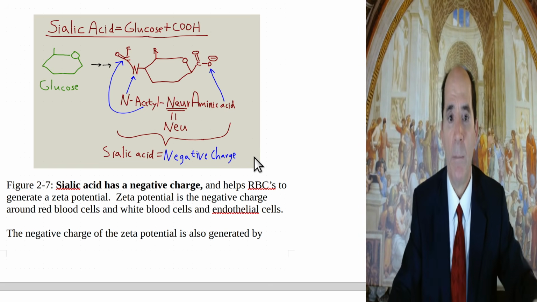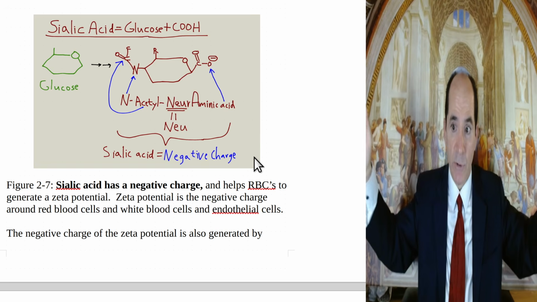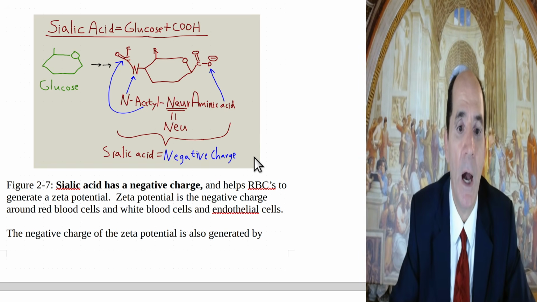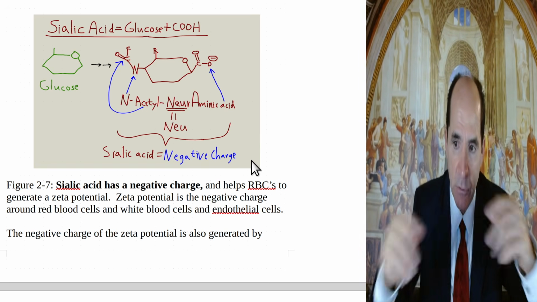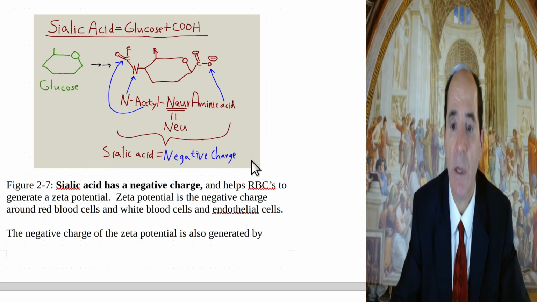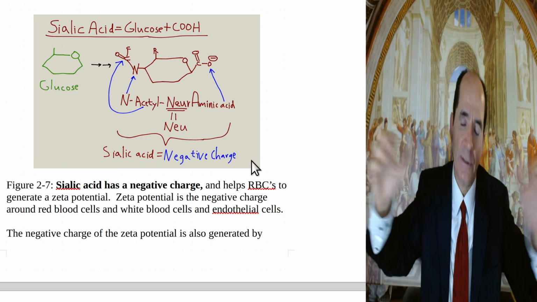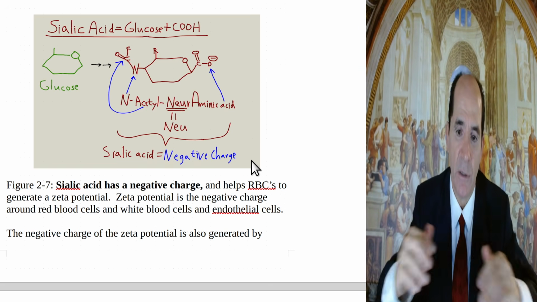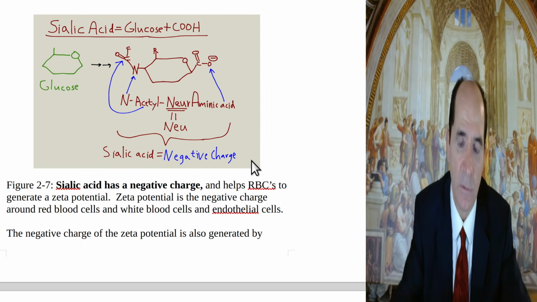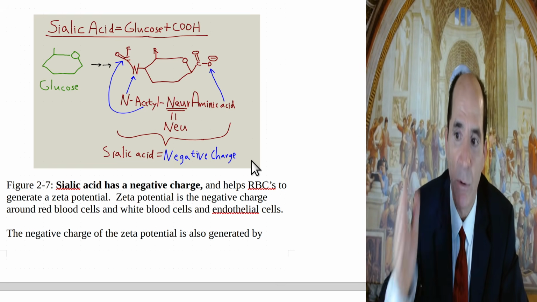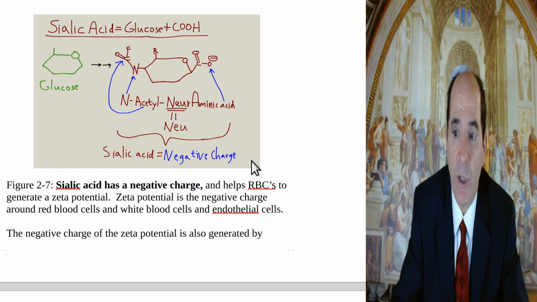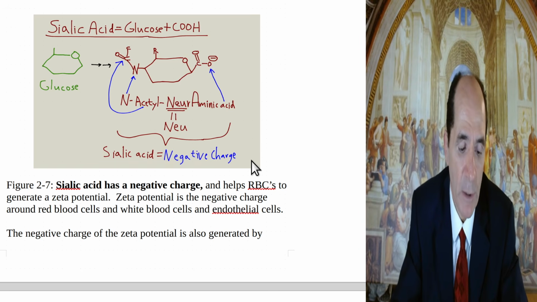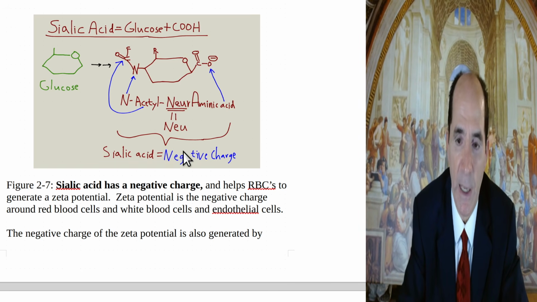The sialic acids themselves have a negative charge, which contributes to the zeta potential. Zeta potential is a negative charge on the outer surface of all cells. It's on the outer surface of the red blood cells. It's on the outer surface of the white blood cells. It's on the glycocalyx of the red blood cells. It's on the glycocalyx of the endothelial cells. This is a fundamental property of cells, and it's genius. It prevents them from sticking together. They all repel each other by their negative charge. Albumin has a negative charge too.